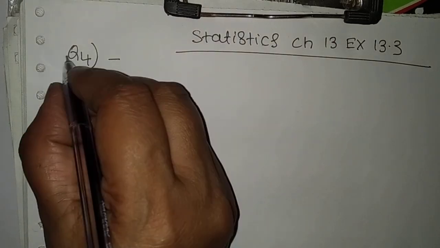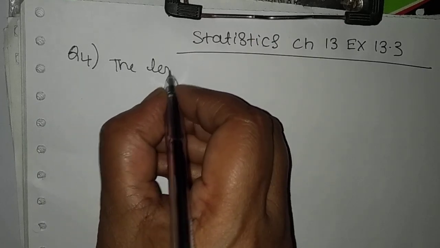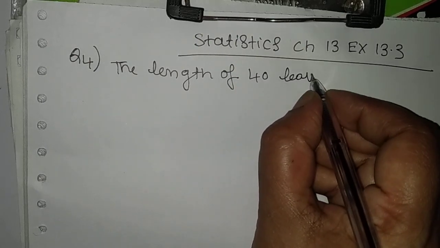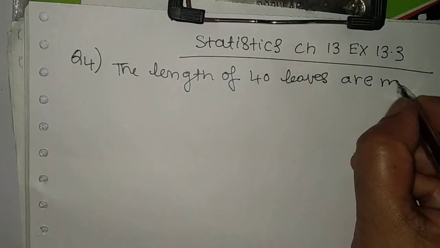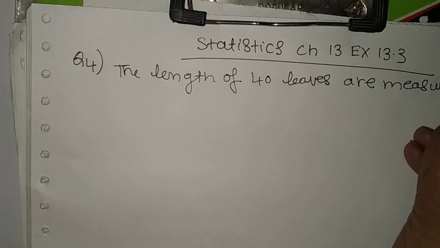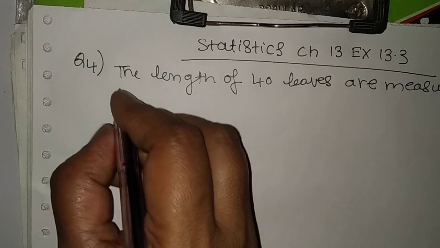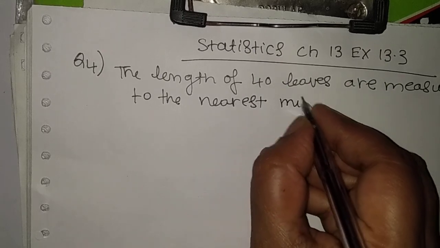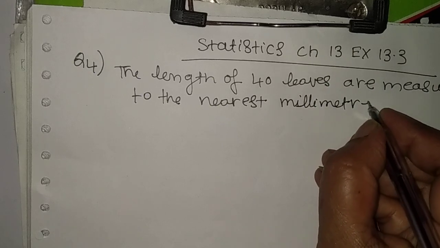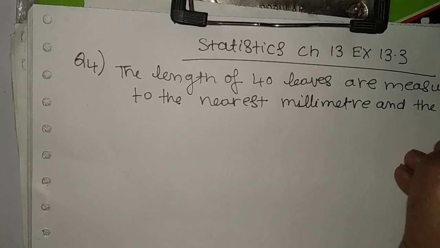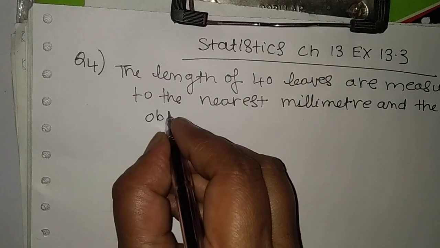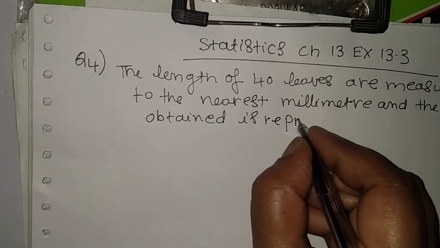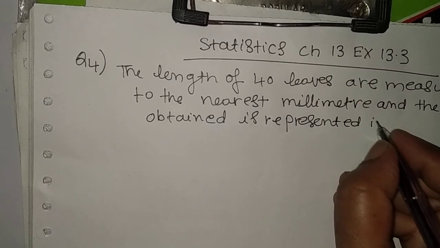The question 4 given is: the length of 40 leaves are measured correct to the nearest millimeter, and the data obtained is represented in the following table.